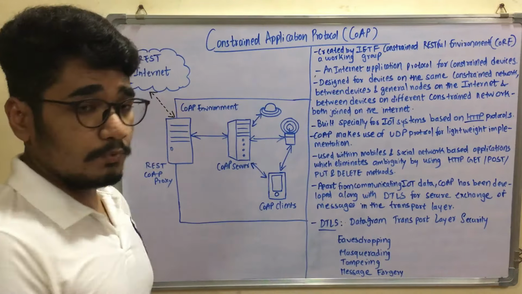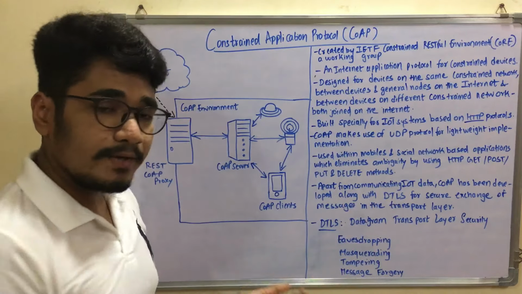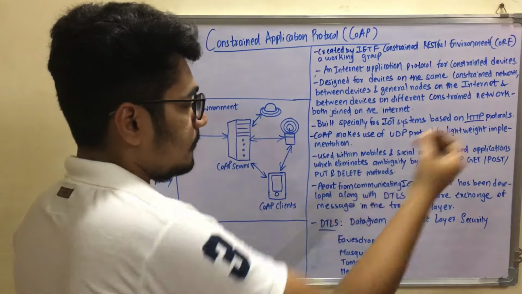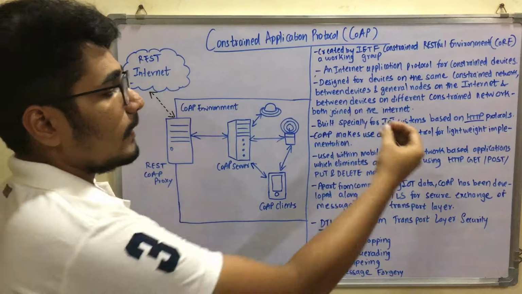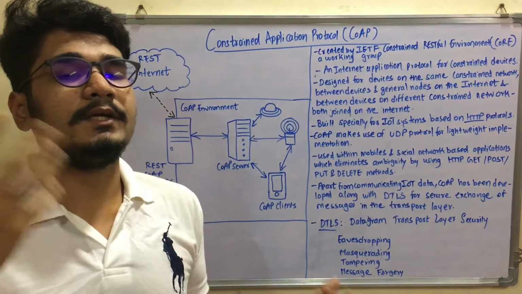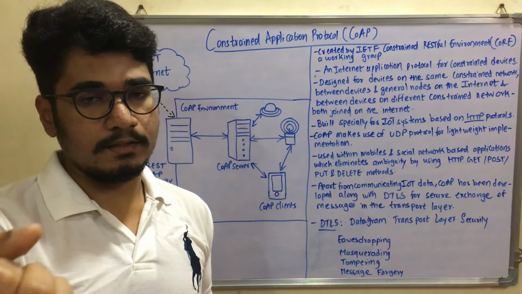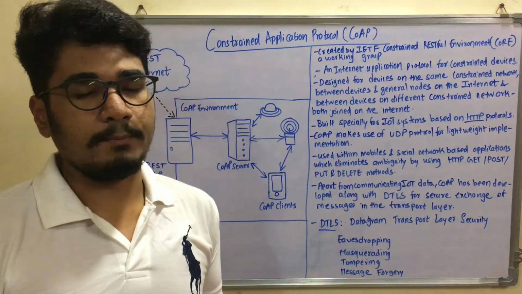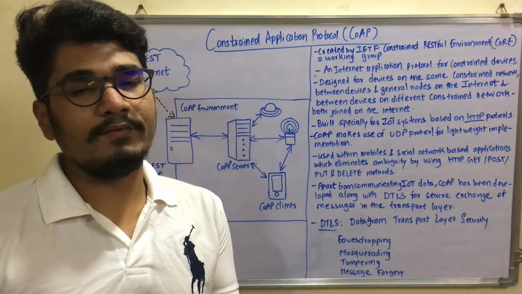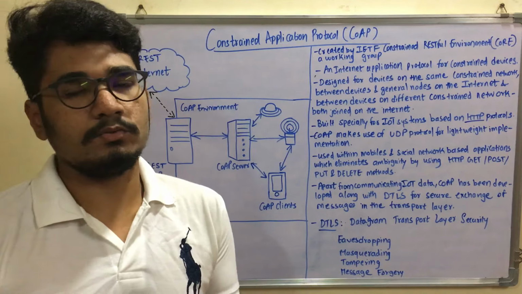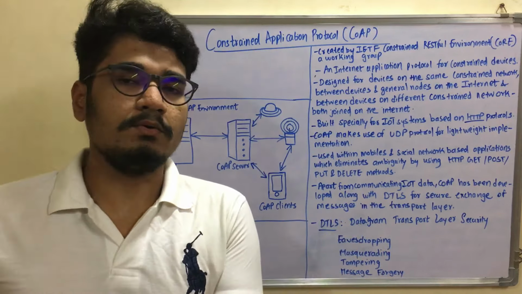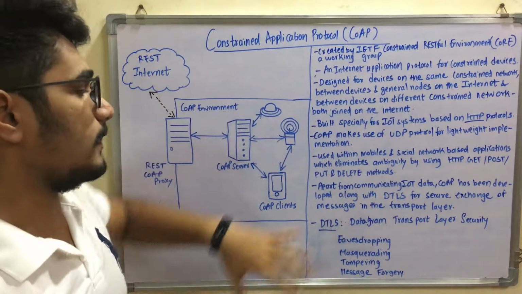Then CoAP makes use of UDP, that is the User Datagram Protocol, for a lightweight implementation as well. Then it's used with mobiles and social networking based applications, which eliminates the ambiguity of using HTTP GET, POST, PUT or DELETE methods. So it's like you have your MI band connected to your application, like a smartphone application for MI Fit. Then you can create it over a CoAP network, so that you need not have HTTP PUT, DELETE, POST methods and all to work in that. So that ambiguity and sophisticated network just goes out, and you can put your CoAP entirely over here.